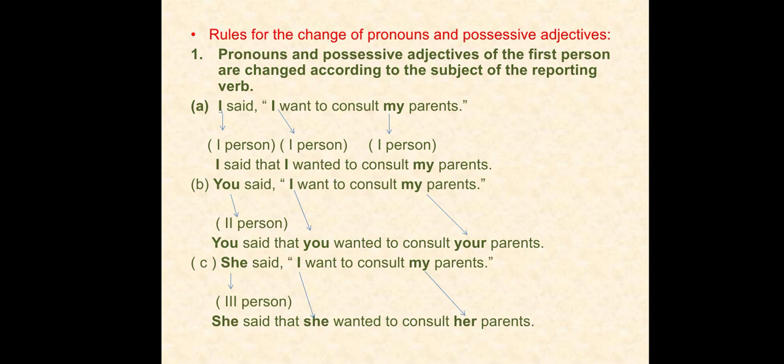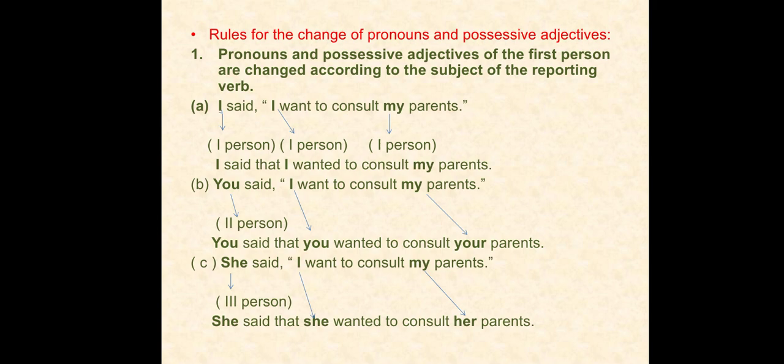Now we will see the rules for the change of pronouns and possessive adjectives. Pronouns and possessive adjectives of the first person are changed according to the subject of the reporting verb. First example, I said, "I want to consult my parents." So "I" is your first person. So according to it, persons will change in the answer. I said that I wanted to consult my parents.